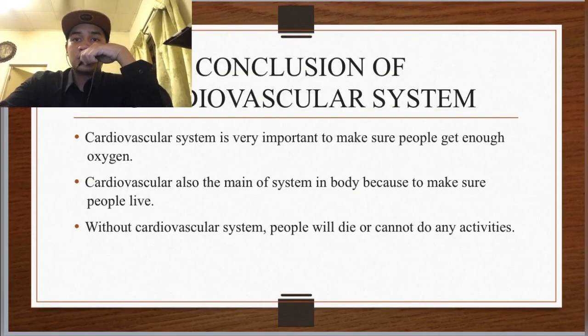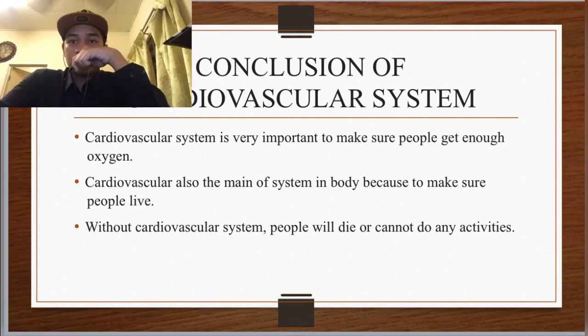Okay, now I want to talk about the conclusion. The conclusion has three parts. The first one is that the cardiovascular system is very important to make sure people get enough oxygen, and the second is that the cardiovascular system is also the main system in the body because it makes sure people live, and the last one is that without the cardiovascular system people will die or cannot do any activity. That's it for me.